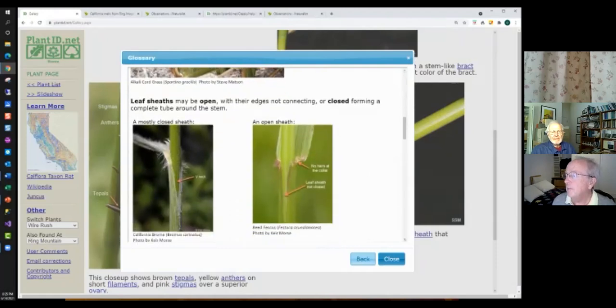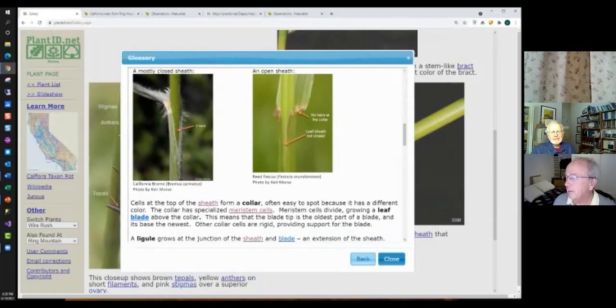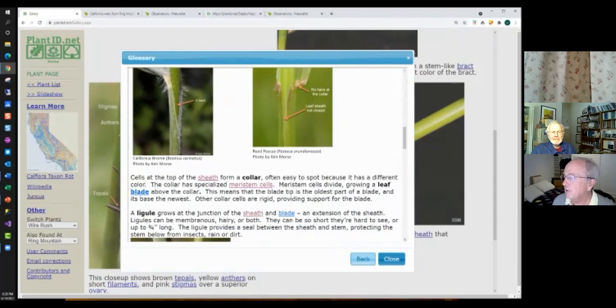Leaf sheaths may be open with their edges not connecting, or closed, forming a complete tube around the stem. Cells at the top of the sheath form a collar. Here's a collar, there's a collar. Often easy to spot because it has different color. The collar has specialized meristem cells. Meristem cells divide, growing a leaf blade above the collar.